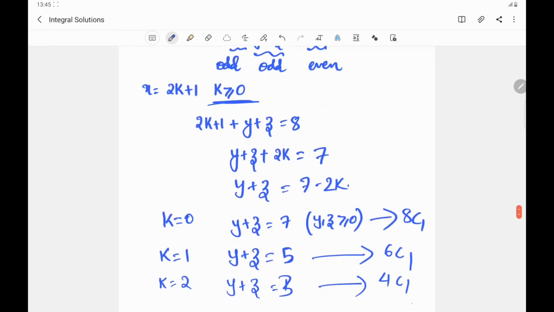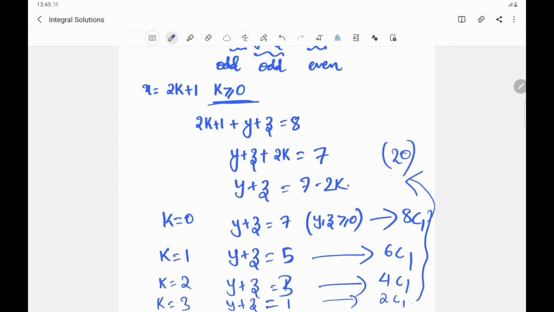So when k is equal to 3, y plus z is 1. So this will be 2C1. So if we add all these things, we are going to get 20 negative terms.